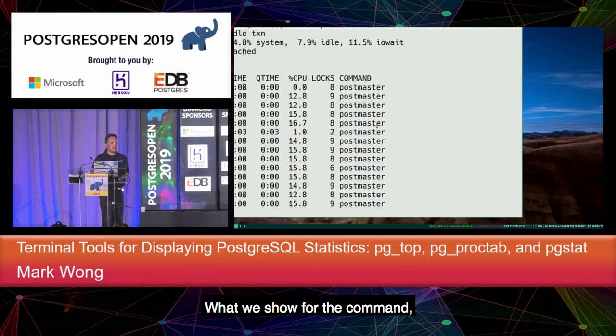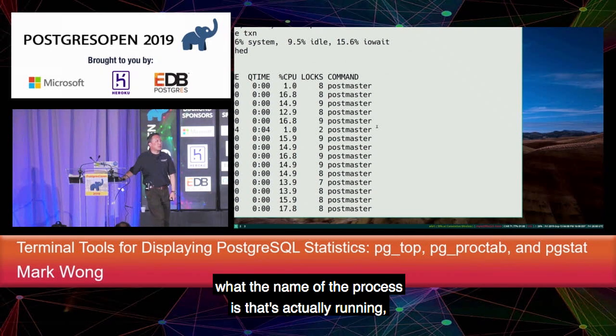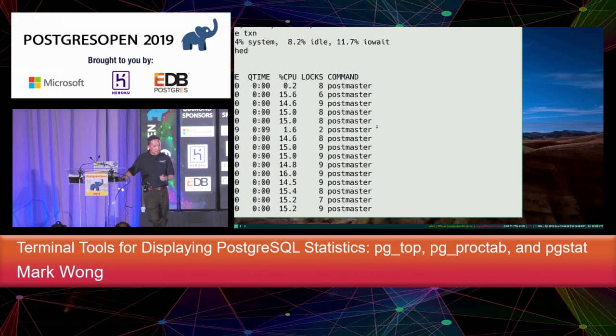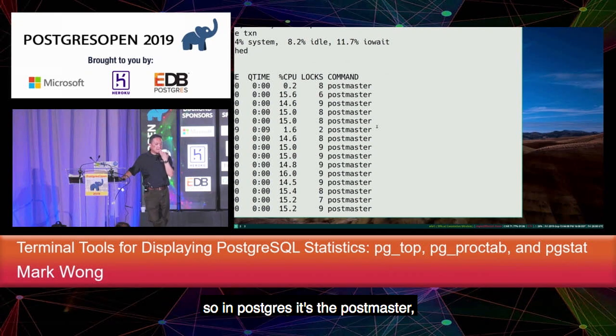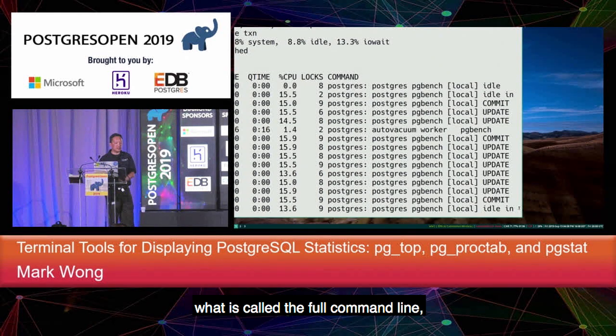What we show for the command, I think what you may expect from a top program, is the name of the process that's actually running. So in Postgres, it's the postmaster. But you can toggle this to show in Linux what is called the full command line.